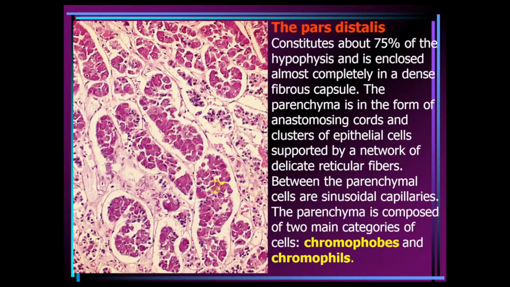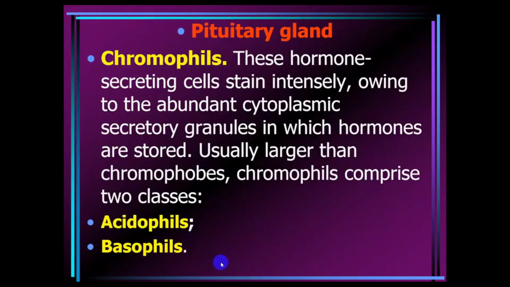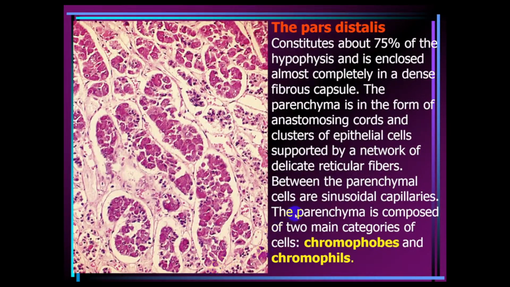On the cross section, these sheets of epithelial cells look like a lobule of an exocrine gland. You can see sections of portions of the endocrine gland. Around is loose connective tissue. It has delicate reticular fibers, and a lot of fenestrated capillaries pass in this connective tissue around the sheets of epithelial cells.